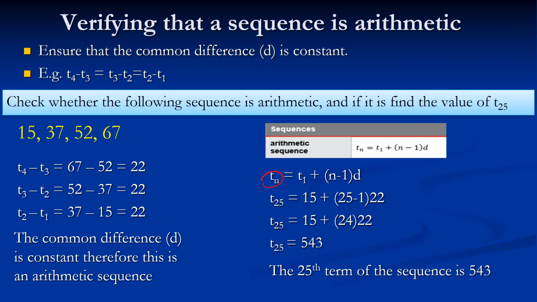So what we need to do is just substitute into the formula. So we know the first term. Here's our first term. And then we're saying, well, what is going to be the 25th term? It's going to be the 25th term take 1, so 24, and we're going to multiply it by 22 because 22 was our common difference. So to find the 25th term, we just get that first term and add it to 24 times 22. So that's 543. So we just say the 25th term of the sequence is 543.